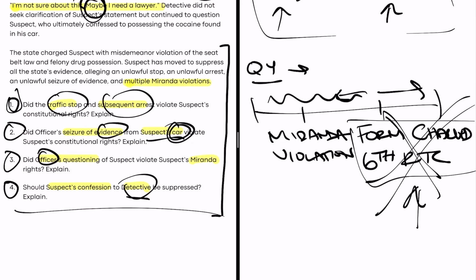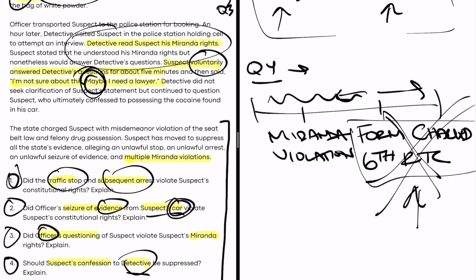So that's what I'm thinking the answer to question number 4 is going to be. This just looks like a textbook interrogation. Takes him into custody, had the duty to read him his Miranda rights, which he does. The suspect volunteers to speak to the detective. That's fine. 5 minutes in, says, "I'm not sure about this. Maybe I need a lawyer." That's not an affirmative invocation of his Fifth Amendment right to counsel. So the police officer is permitted to continue questioning him. That's not a violation of Miranda v.